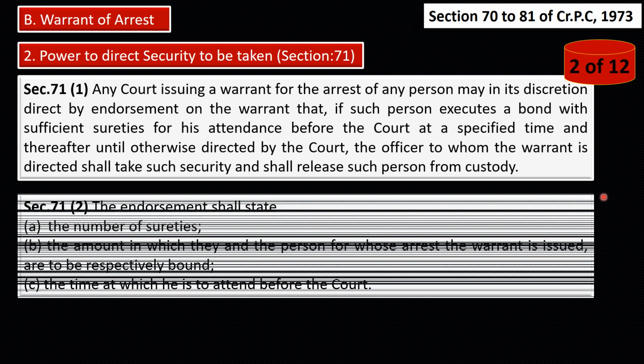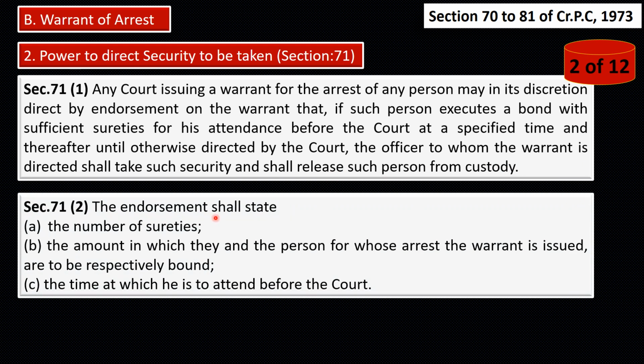Subsection 2 of section 71 says this thing, the endorsement shall state. Now, it is talking about the endorsement with the warrant of arrest. There are 3 points. A, the number of sureties to be taken. B, the amount in which they and the person for whom the warrant is issued are to be respectively bound. C, the time at which he is to attend before the court.